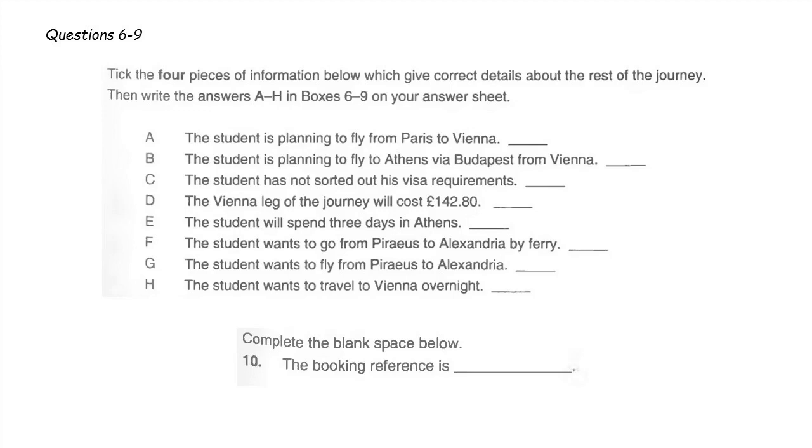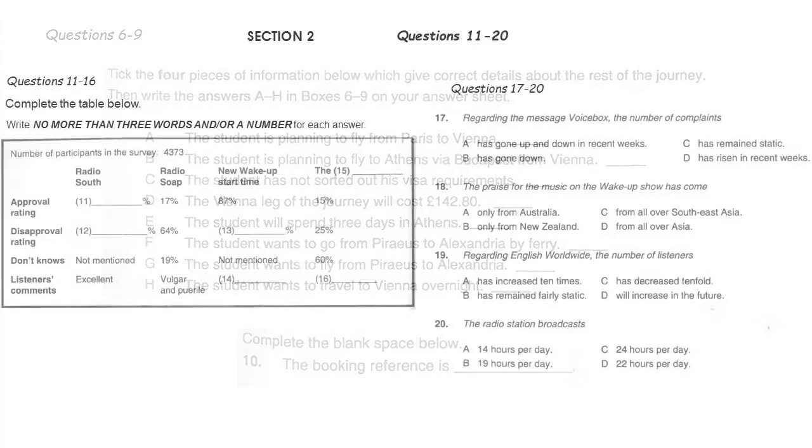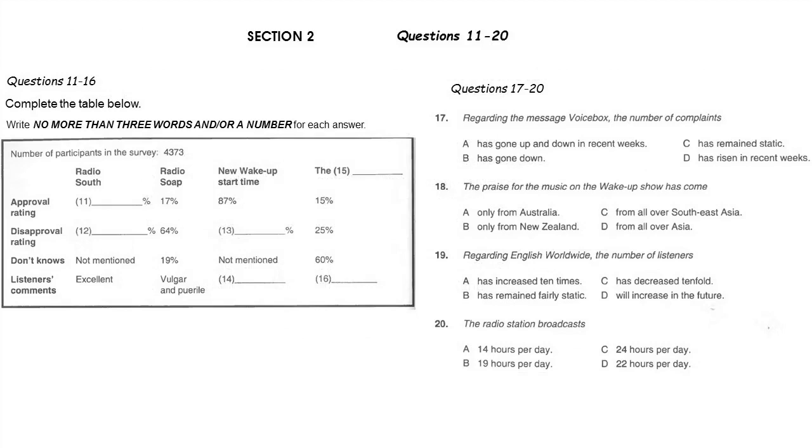That is the end of section 1. You now have half a minute to check your answers. Section 2. You're going to hear a radio broadcast called Postbag. First, look at questions 11 to 16. For questions 11 to 16, complete the blank spaces in the table as you listen.